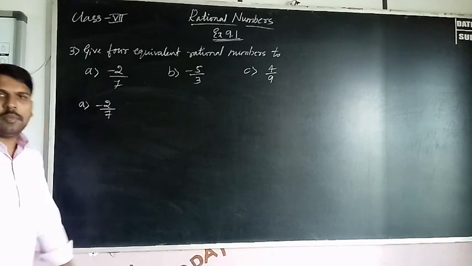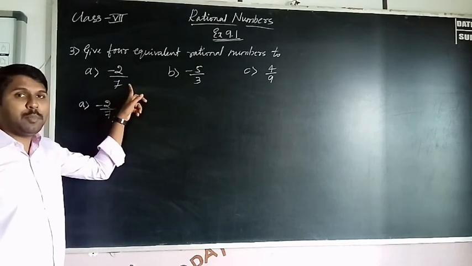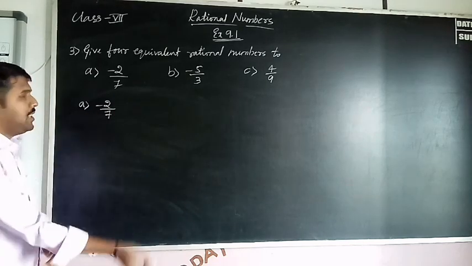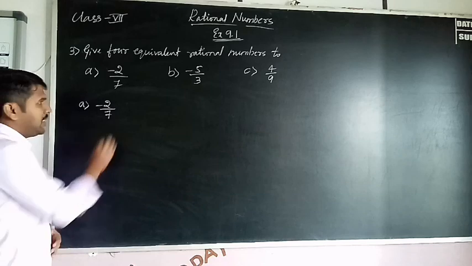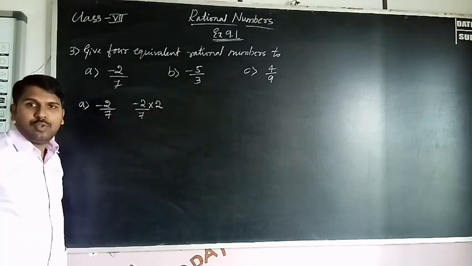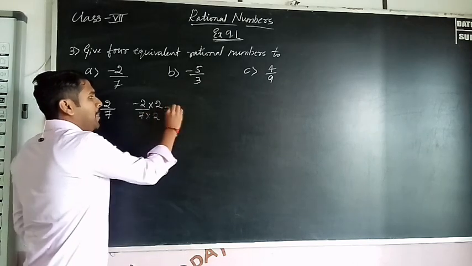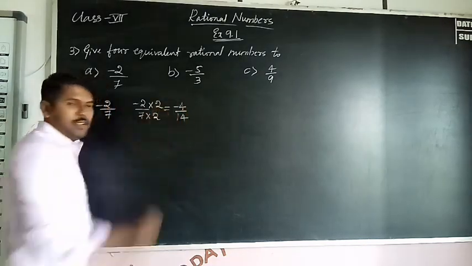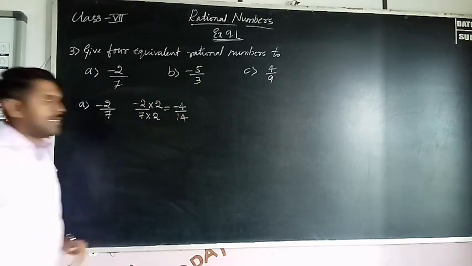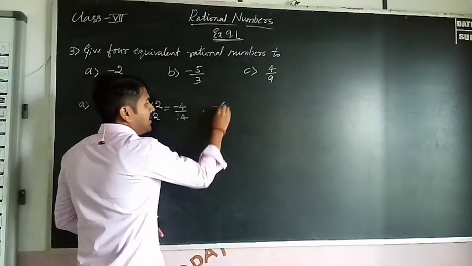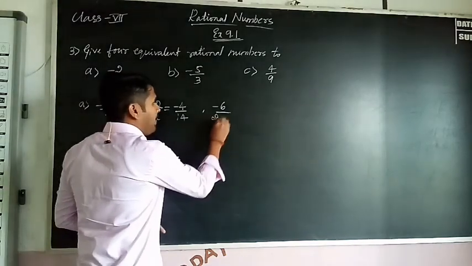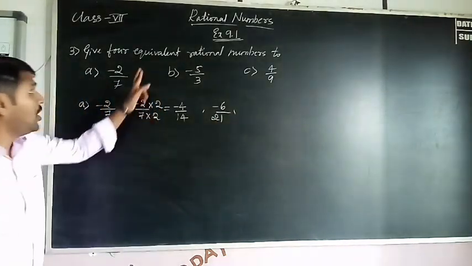So how to find the equivalent rational numbers? Multiply the same number to both numerator and denominator, and you will get the next rational number, isn't it? So minus 2 by 7: multiply 2 to both numerator and denominator, you will get minus 4 by 14. Next, again multiply: 2 3s are 6, 7 3s are 21. Like that, they ask for 4 equivalent numbers.